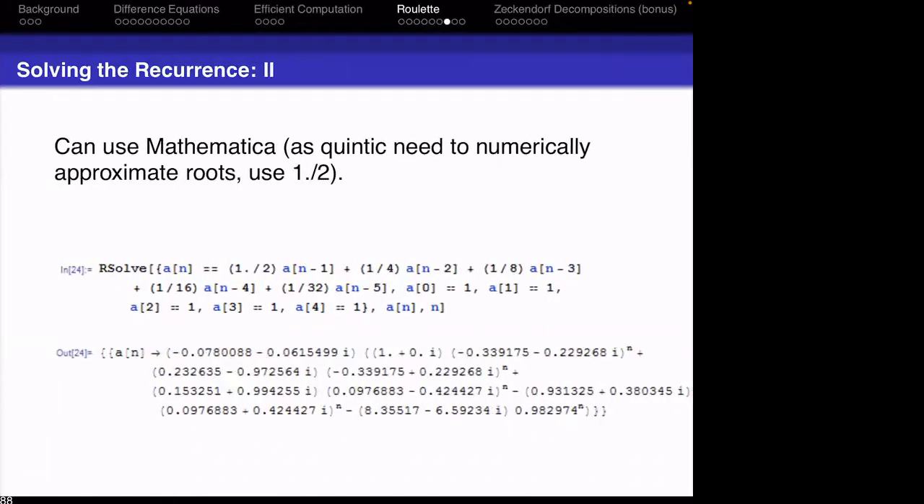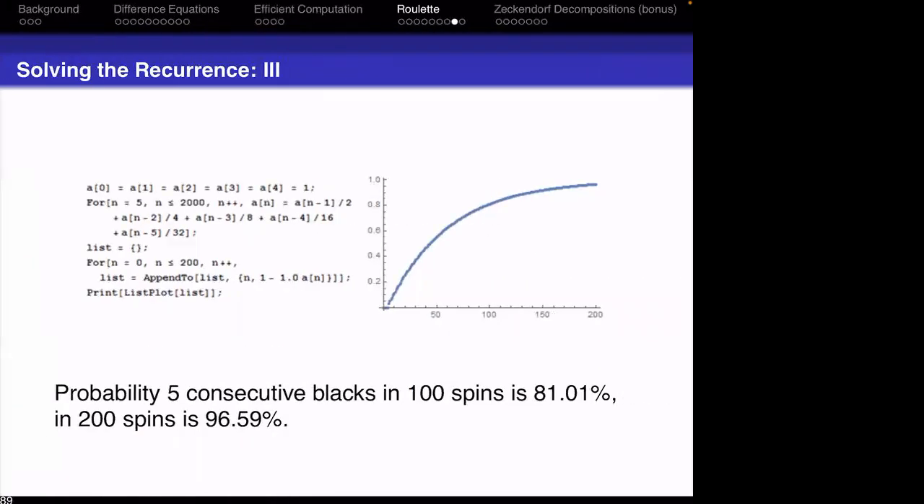You can use Mathematica. You can plot it. And so if you want to plot the probability that we have 5 consecutive blacks in 100 spins, it's actually 81%. So 81% of the time, if you were to do this 100 times, you would get 5 consecutive blacks at some point. If you do 200 times, it's 96.59%.